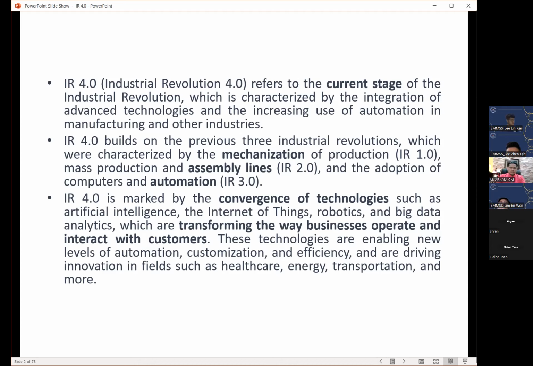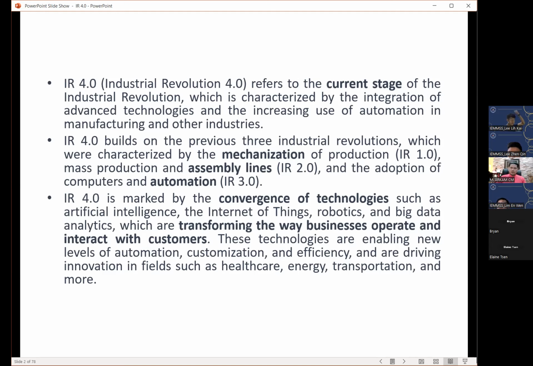There were previous three industrial revolutions. The first is the mechanization of production, that is IR 1.0. Then the introduction of assembly lines, that is IR 2.0. Then the adoption of computers and automation, that is IR 3.0.